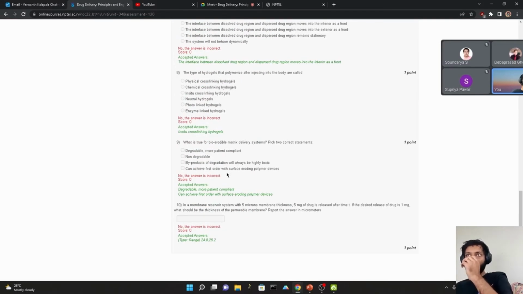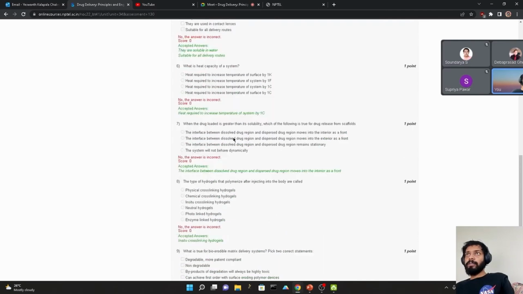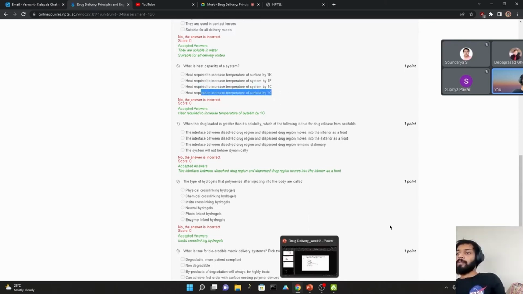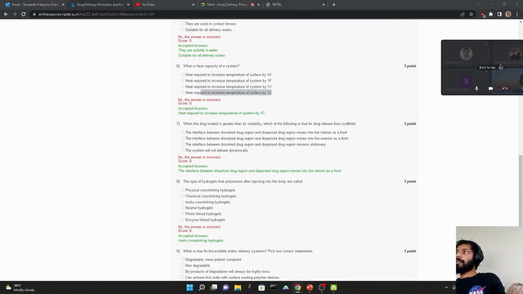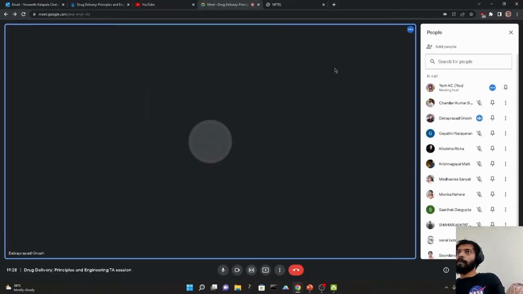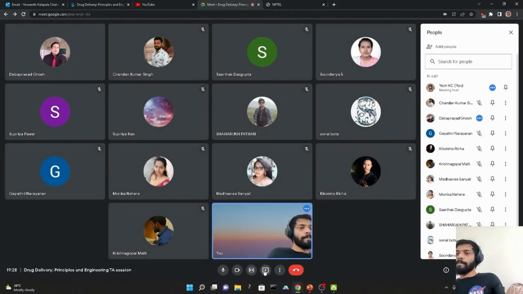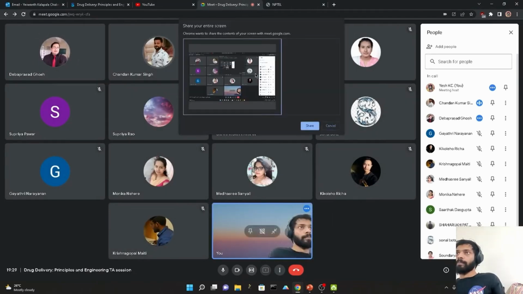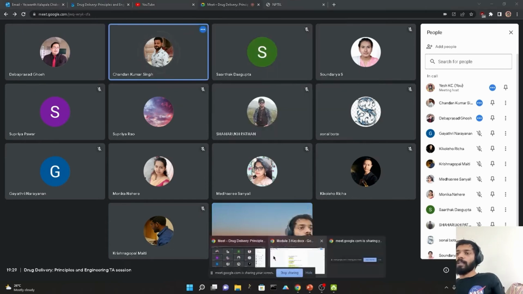Okay, so we'll do the numerical now. No problem, we'll do the numerical. Okay, so I see what you mean also. So you're saying there's this question: what is the heat capacity of the system? You're saying there are two options that say 1C, right? Heat required to increase temperature of the system by 1C. Let me share my screen. Sir, question number 6 of assignment 3. Correct, correct.